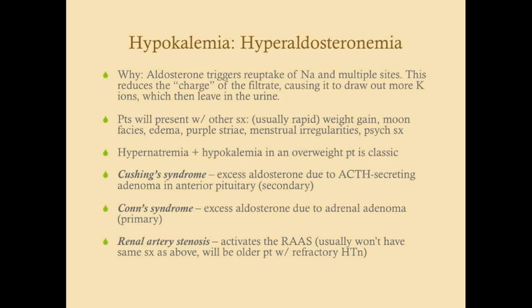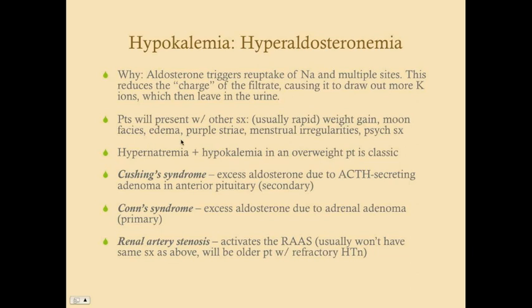And so these patients, because they have a high aldosterone state, are usually going to present with other symptoms. The most specific are what you would have with Cushing's or Conn syndrome, where you have excess aldosterone due to either an ACTH secreting adenoma or an adrenal adenoma. And those are going to be your classic Cushingoid symptoms, which are weight gain, moon facies, edema, striae, menstrual irregularities, and even psychiatric symptoms like depression.